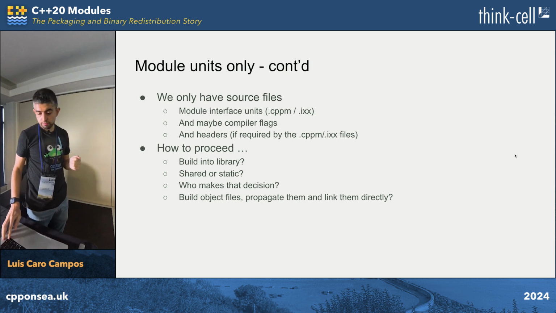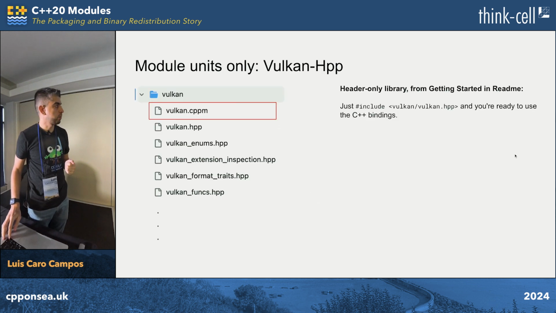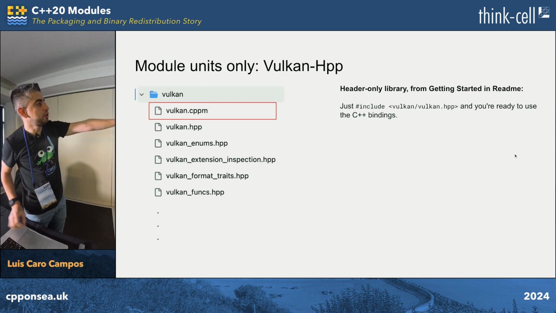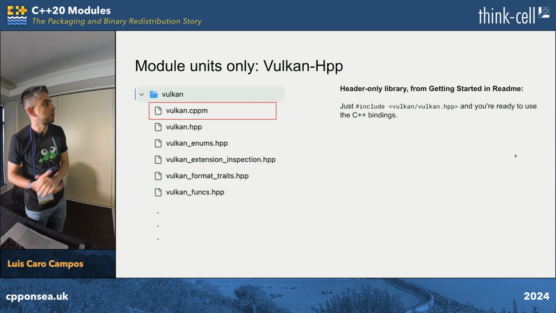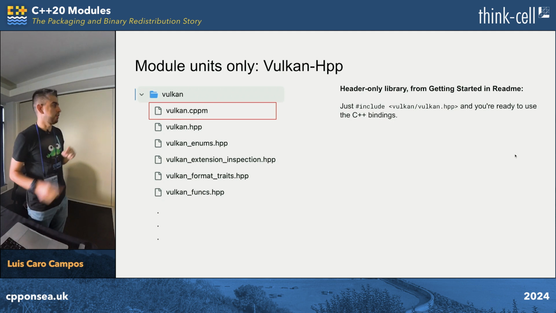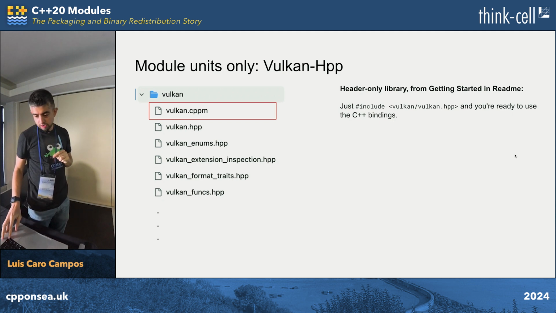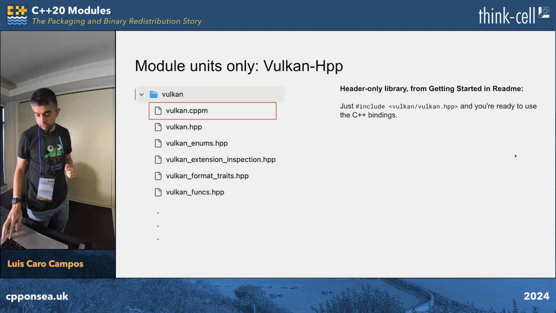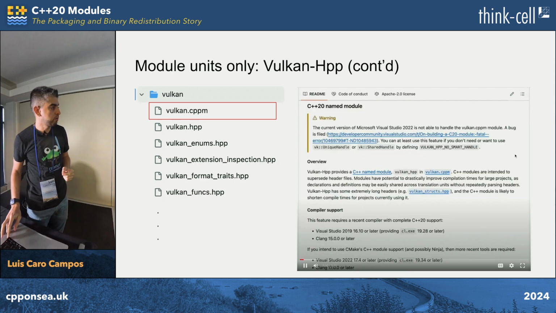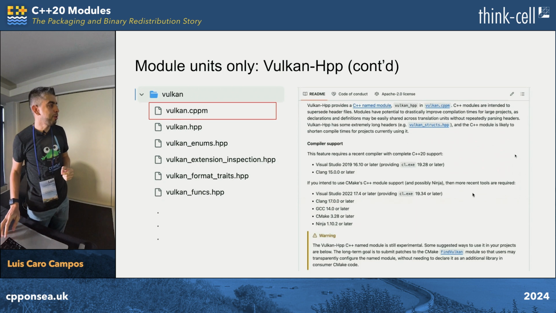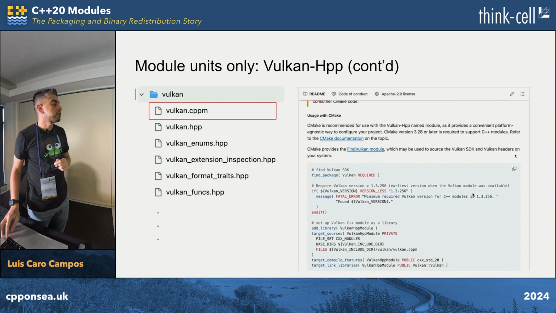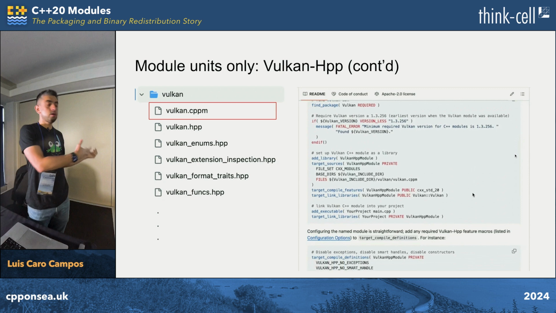Let me show you what the Vulkan HPP library does at the moment. So Vulkan HPP is a header-only library, and on the right you'll see the instructions on how to use it with the hash include statement, and that's just the one sentence that they have in their documentation. But they also now give you the ability to consume it as a module. So the instructions for that are a bit more involved. They're no longer just one line. So all of this, scrolls to the end, and well, there's a reason for this. There's a lot of unanswered questions.